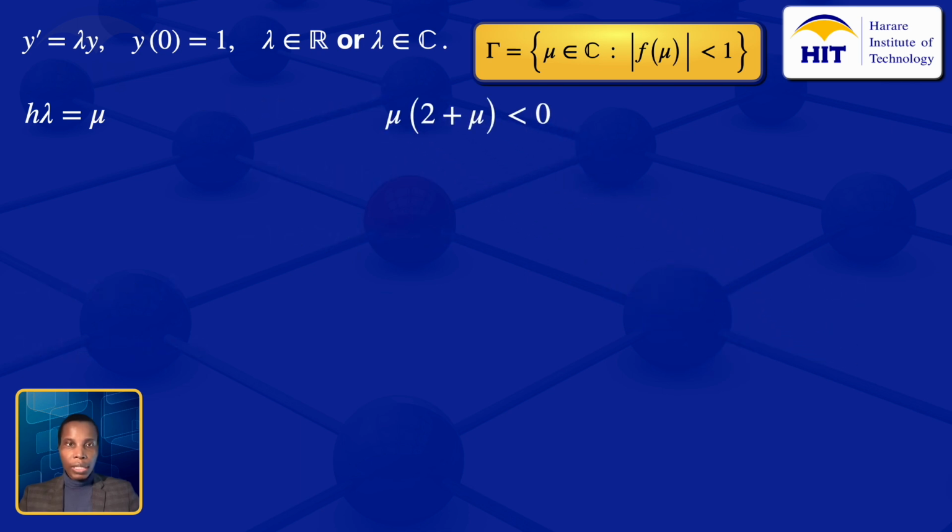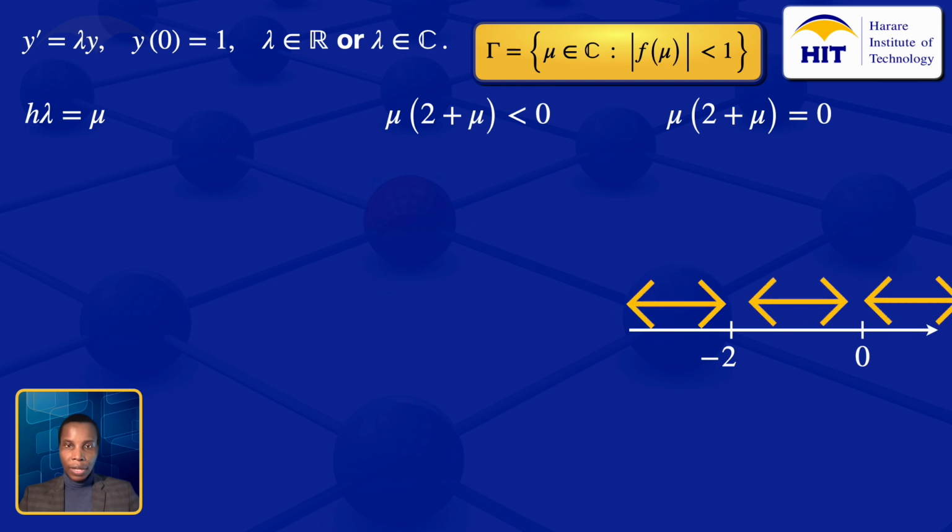So for this inequality, first you recall when we were solving inequalities, you need the critical values. So for the critical values, we look at the equation mu multiplied by 2 plus mu equals 0. So the critical values there are mu equals 0, or 2 plus mu equals 0, which will give us mu equals minus 2. So I can just put a number line, then indicate my critical values. We have a 0, and the other critical value, we have a minus 2. Then we go on and analyze those three regions that we have there.